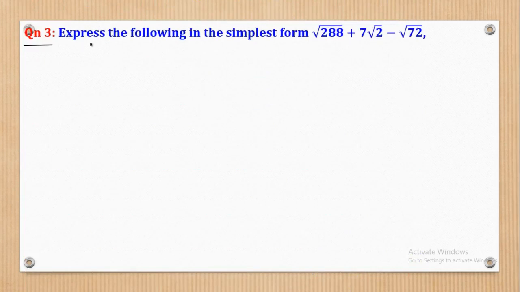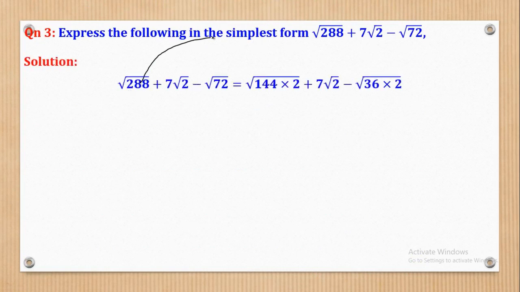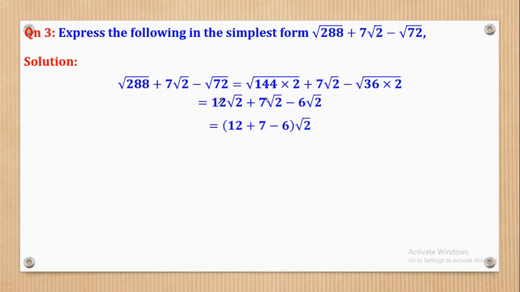Then question 3 says express the following in the simplest form. Now this one, 288 is the same as 144 times 2, this 2 is maintained. 72 is the same as 36 times 2. Therefore square root of 144 is 12, that's why you see 12 there. Square root of 36 is 6, that is why you see 6 there. The next is this plus this minus this to come up with this part, and the answer will be 13 root 2.